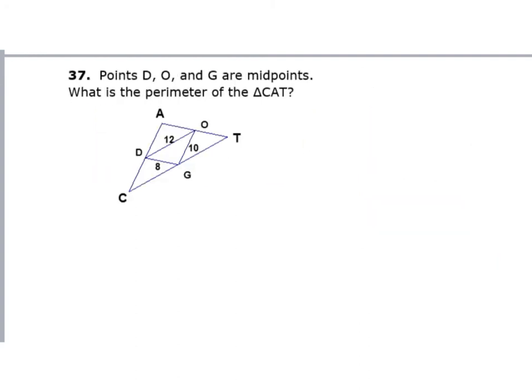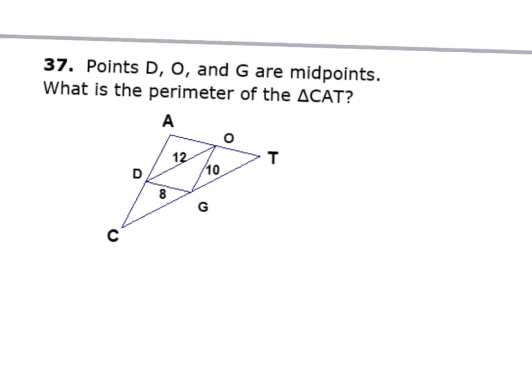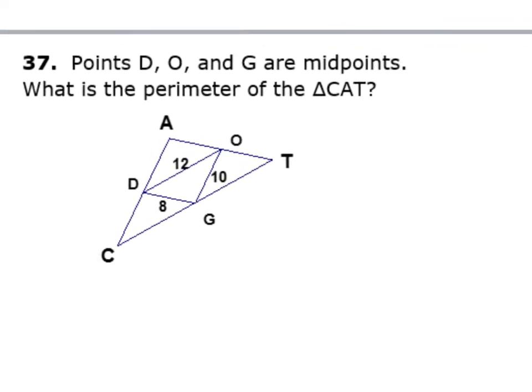All right, number 37. Points D, O, and G are midpoints. What is the perimeter of CAT? Okay, I'm going to zoom this in just a little bit. I know that makes it all kind of wonky, but that's okay. Zoom it in just so it's a little bit bigger. If I have midpoints, that means I have medians. This right here is a median. So if that median is 12, then the side across from it is twice that. So this side is 24.